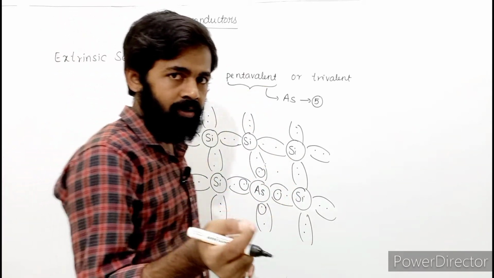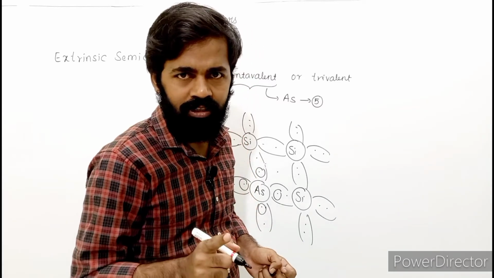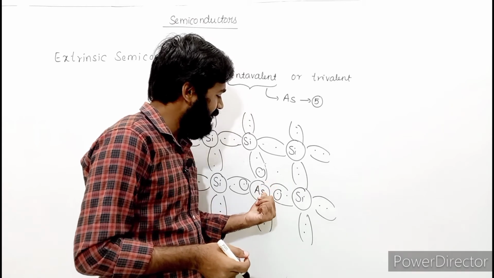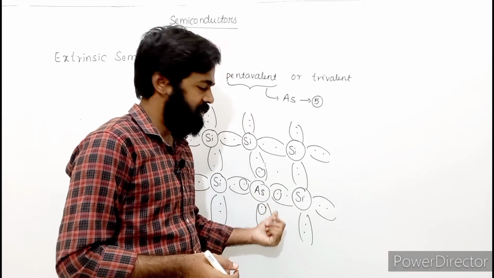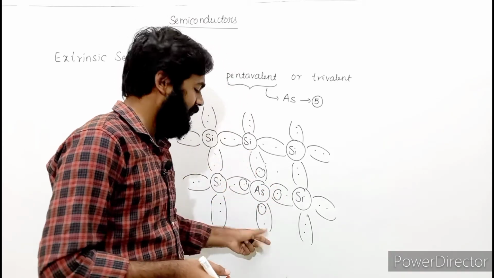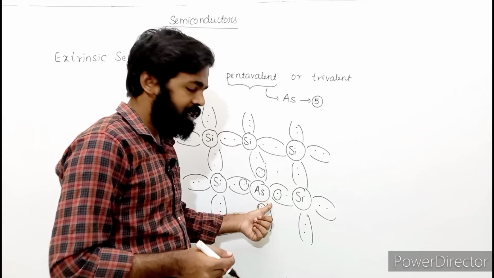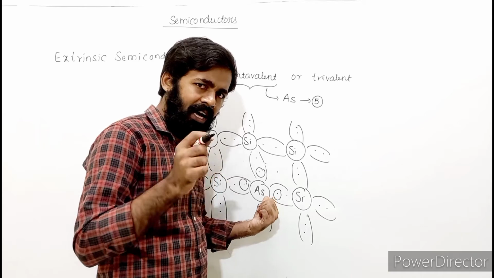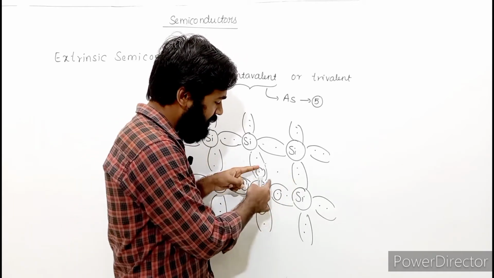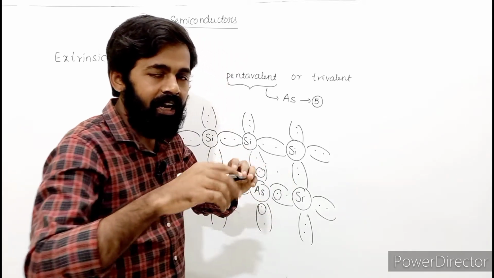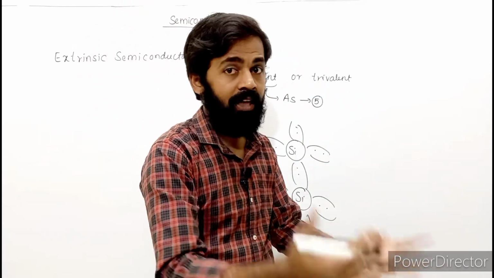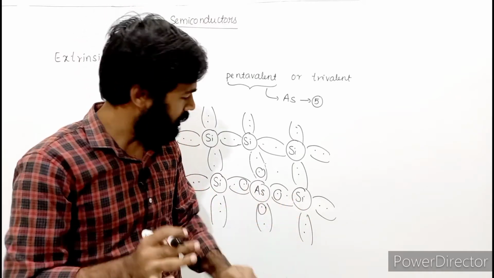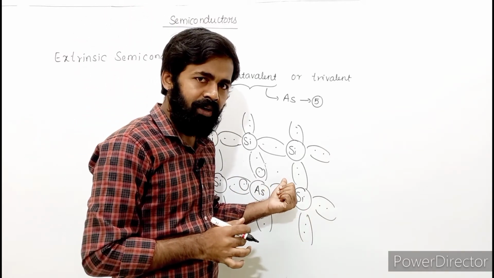Why? I told you every atom wants to achieve what? Octet configuration. Now this arsenic has already achieved octet configuration. You can see 2, 4, 6, 8. Now the electrons, what actually arsenic had? Arsenic had 5 electrons. Now it is sharing 4 electrons, and it leaves 1 electron. That 1 electron jumps into conduction band. Okay, that 1 electron has jumped into conduction band now.